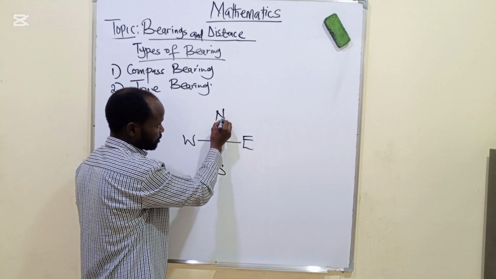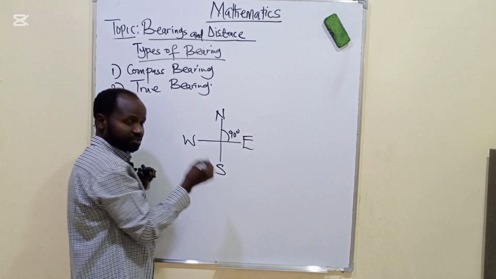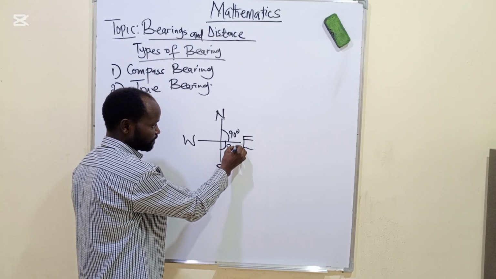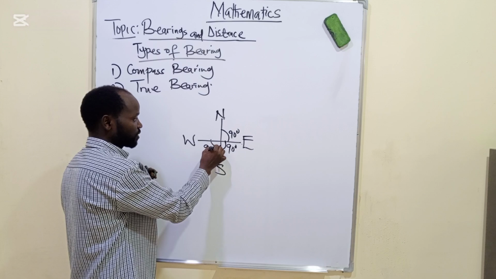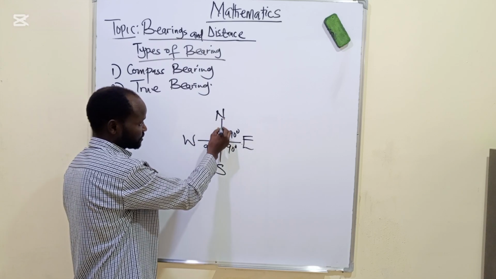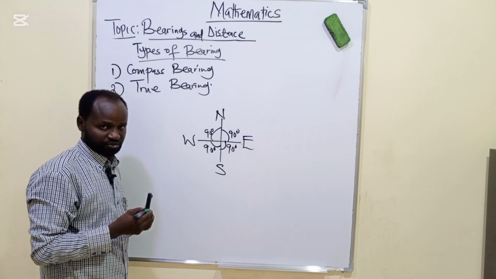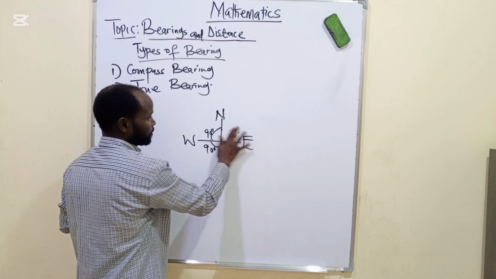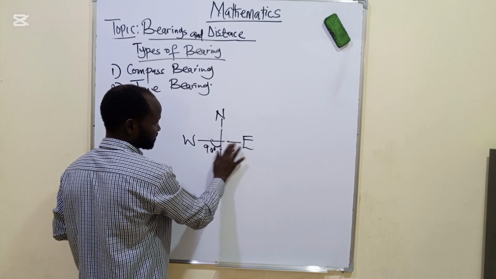The angle between north to east is 90 degree. Very important. The angle between east to south is still 90 degree. Angle between south to west, 90 degree as well. Angle between west to north is 90 degree. So around this point, it will be 360 degree. Very important. So you have to be conversant with it. This is one of the features of compass bearing.